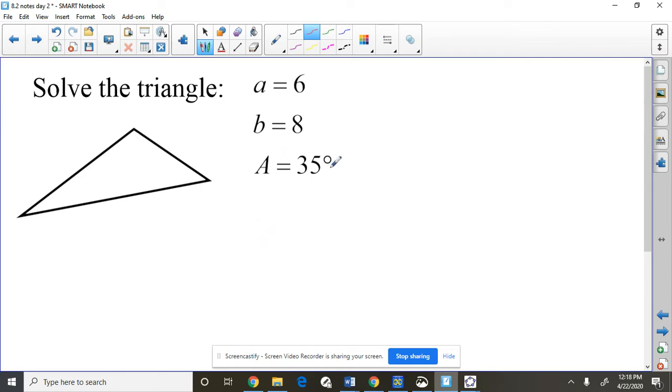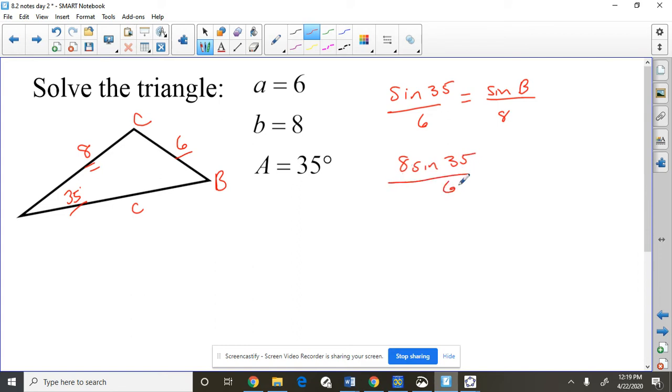I have angle A is 35 degrees, and that's opposite of side A, which has a length of 6. We have B is 8, which is opposite of angle B, and then C would be opposite of C. So again, I have an angle and a side opposite of each other, so I'm going to use law of sines. Sine of 35 over 6 equals sine of B over 8, the other value I know, and that's opposite of angle B. And I'm going to go through and solve for B. Multiply the 8 over, and then take the inverse sine.